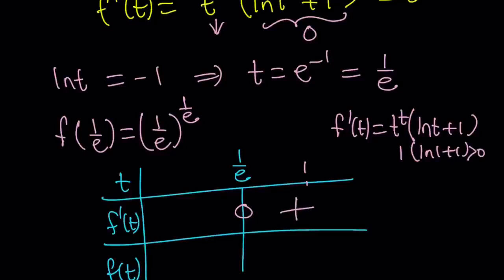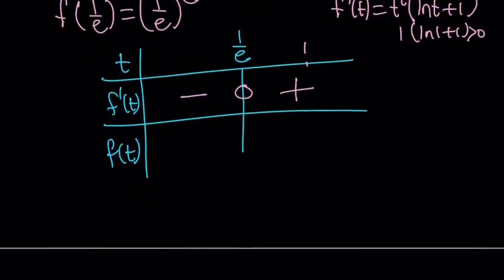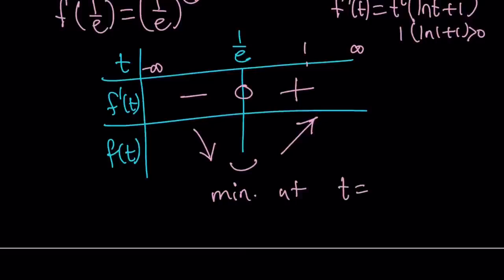You only need a test value. Obviously, 0 is not a good choice, and 1 is, I think, a good choice. So it's going to be negative here because it's going to change sign at that point. So that means our function is going to be decreasing on the interval 0 to 1 over e, and on 1 over e to infinity, it is going to be increasing, which means we're going to have a minimum at t equals 1 over e.